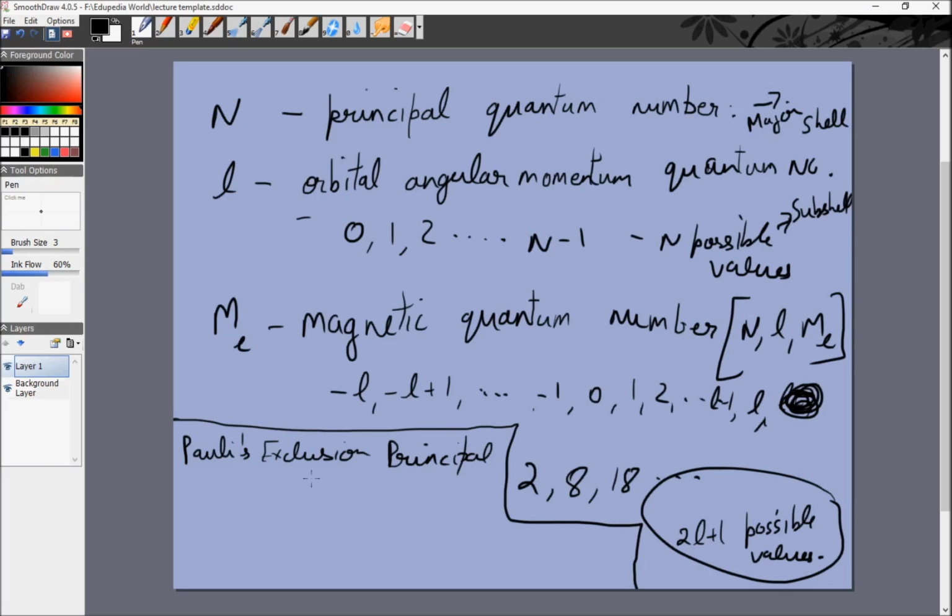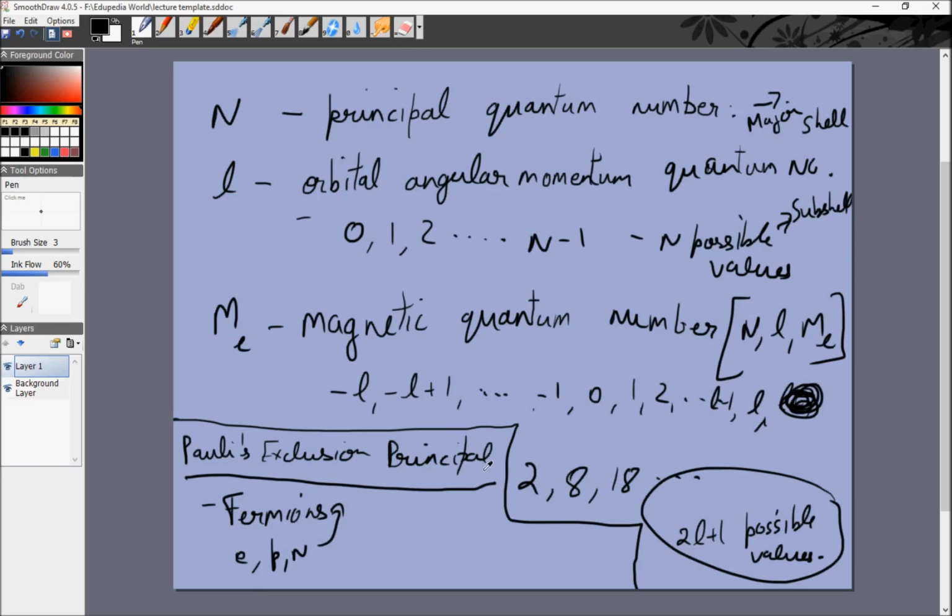Right. Now, Pauli's exclusion principle is valid for particles which are called fermions. And the only particle you know of which is not a fermion is the photon. Other than that, electrons, protons, neutrons, they are all fermions, and they all obey Pauli's exclusion principle.